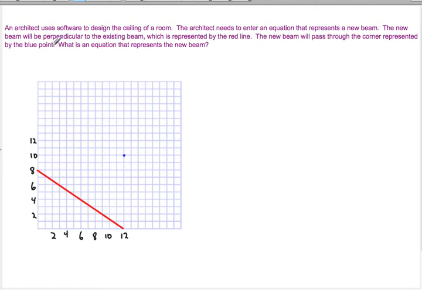Okay, well, we need it to be perpendicular, and we need it to pass through or touch the blue point. So first of all, we need to figure out the slope of this existing beam. It looks like it's going down, so to be sure, we go down 8 and right 12, so that's negative 8/12, which would reduce to negative 2/3. And so we need a slope that is going to be positive 3 over 2. So here's what our new slope needs to be. And we know that our new line has to go through the point (12, 10).